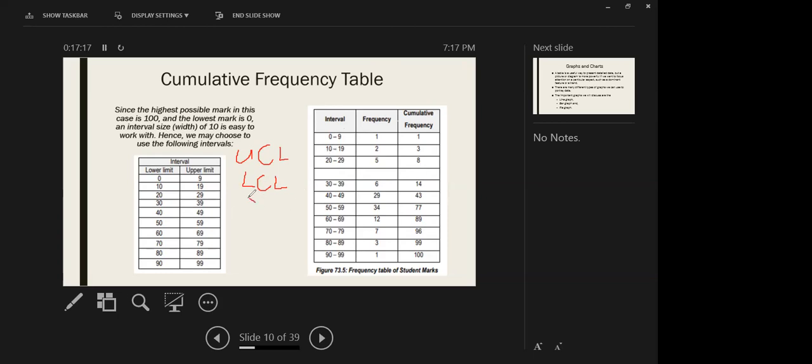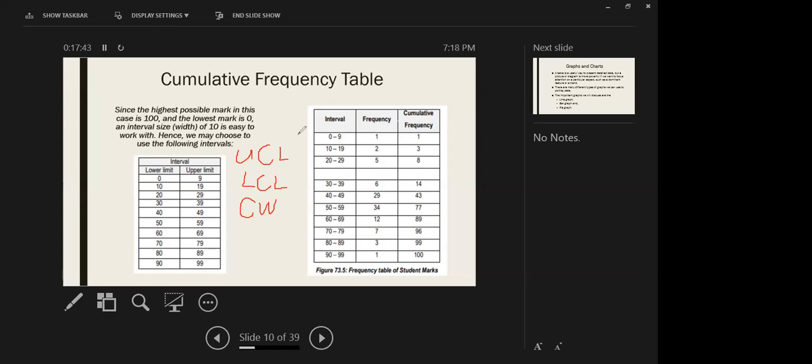Then there's what we call a class width. Now the class width is the range of that particular class, right? Like in this case, from 0 to 9, someone might say that it is 9. It is not 9, it is 10, right? Because if you count including 0 up to 9, you get 10, right? So the class width here is 10.